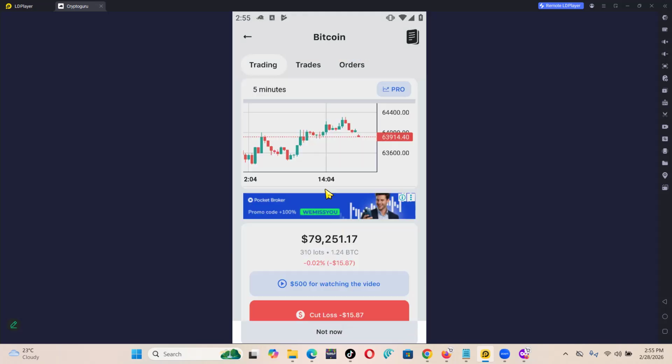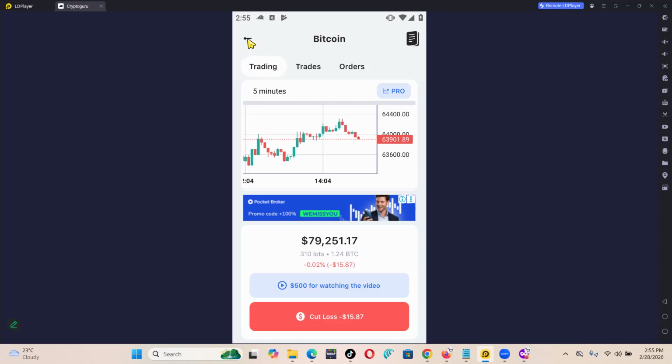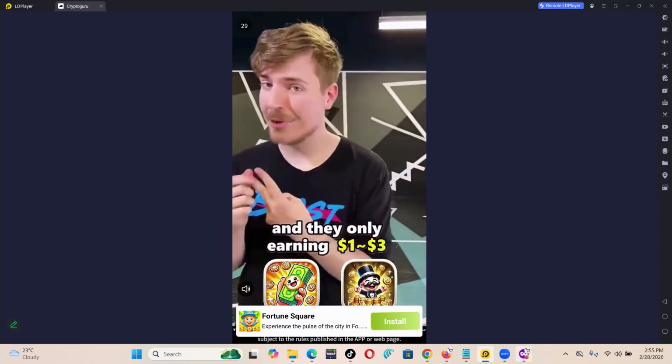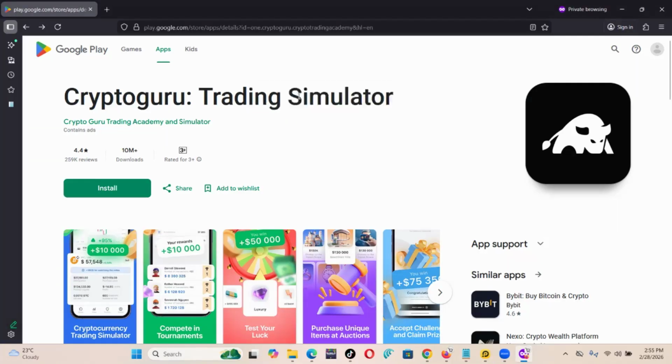So I'm not really using real money. That's why you have to understand that you can't really win real money in this app. Sorry, it's more of a simulator app. Simulation means it's not real, you are training.